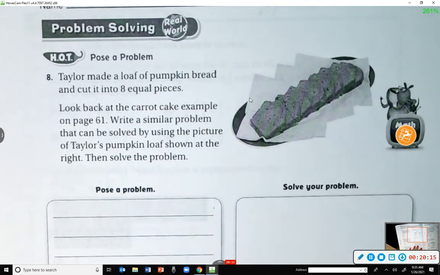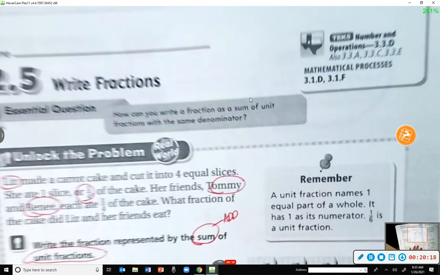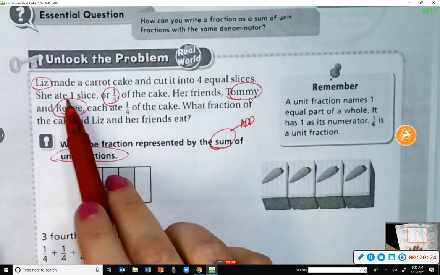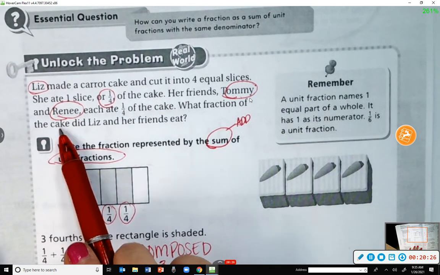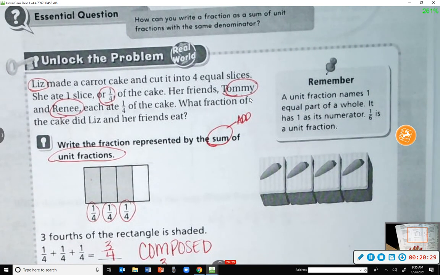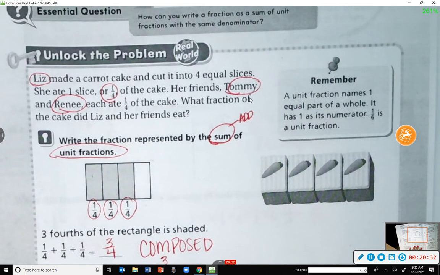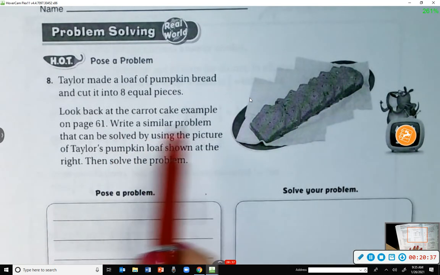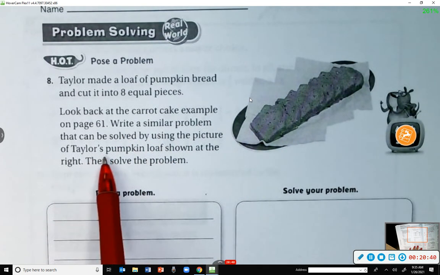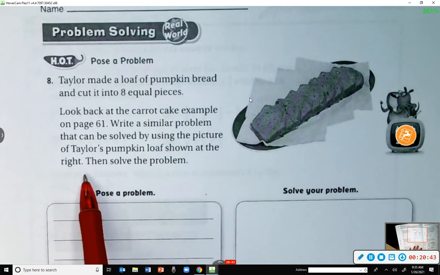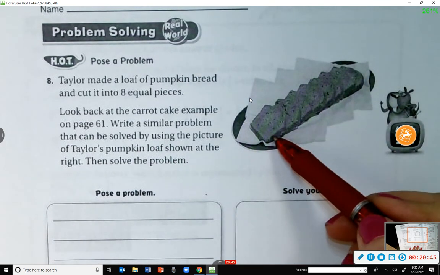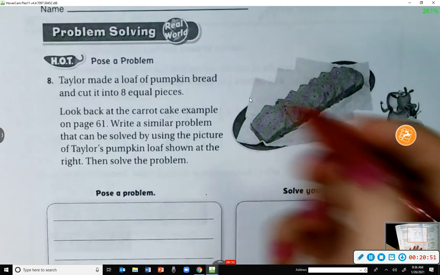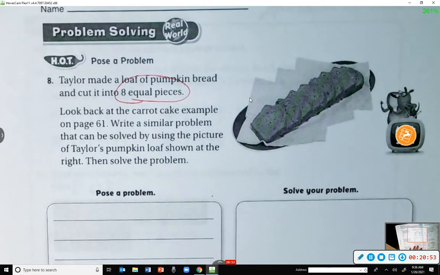Okay, it says look back at the carrot cake example on page 61, okay? So right here, they're sharing it with friends, right? And Liz, Tommy, and Renee each ate 1/4 of the cake. What fraction did Liz and her friends eat? Okay, so now it wants us to write a similar problem that can be solved by using the picture of Taylor's pumpkin loaf shown at the right. Okay, well, it tells us this pumpkin loaf is cut into how many pieces? 8. 8 equal pieces.